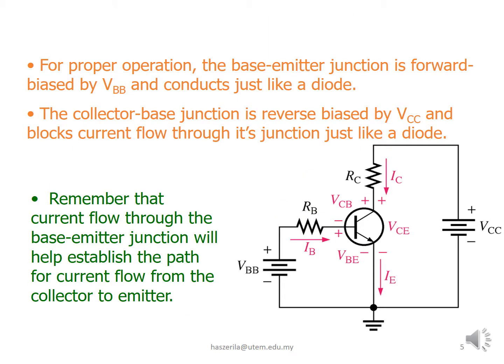For proper operation, the base-emitter junction is forward biased by the VBB and conducts just like a diode. The collector-base junction is reverse biased by the VCC and blocks the current flow through its junction like a diode. Remember that the current flow through the base-emitter junction will help establish the path for current flow from the collector to the emitter.